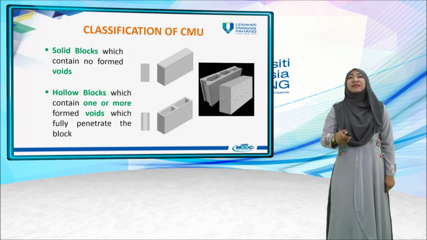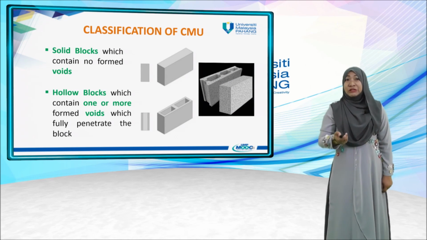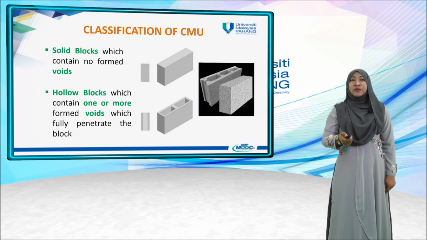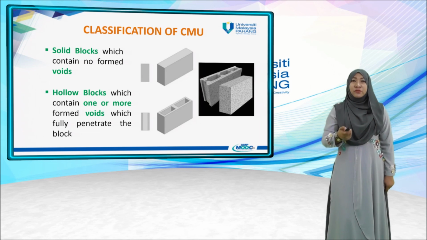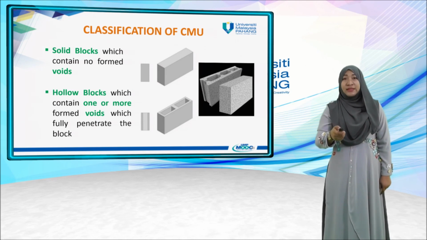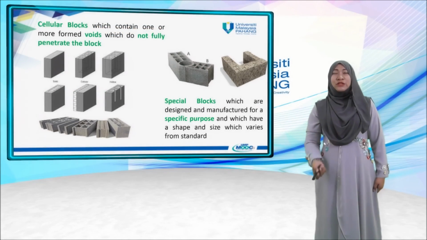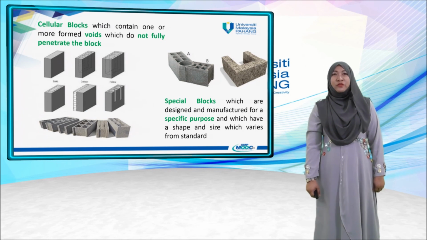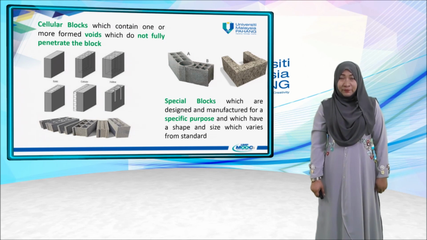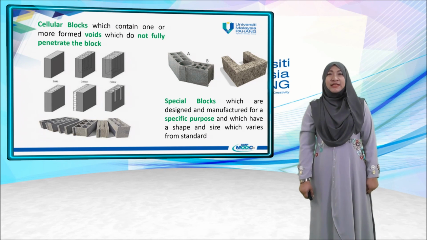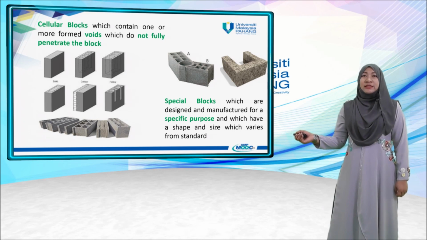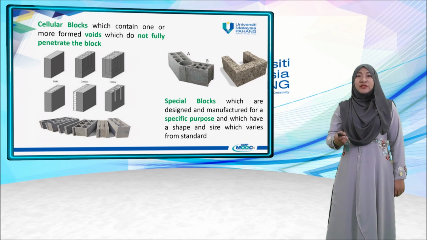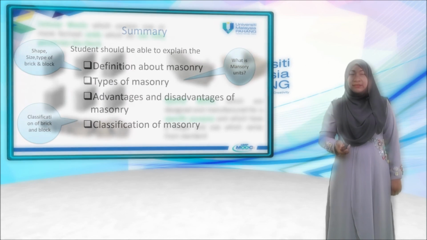We can also classify concrete masonry units into solid block, which contains no formed voids, and hollow block, which contains one or more formed voids which fully penetrate the block, as shown in the next figure. Cellular block contains one or more formed voids which do not fully penetrate the block. And then we have special block, which is designed and manufactured for a specific purpose and whose shape and size vary from standard, as shown in the figure.